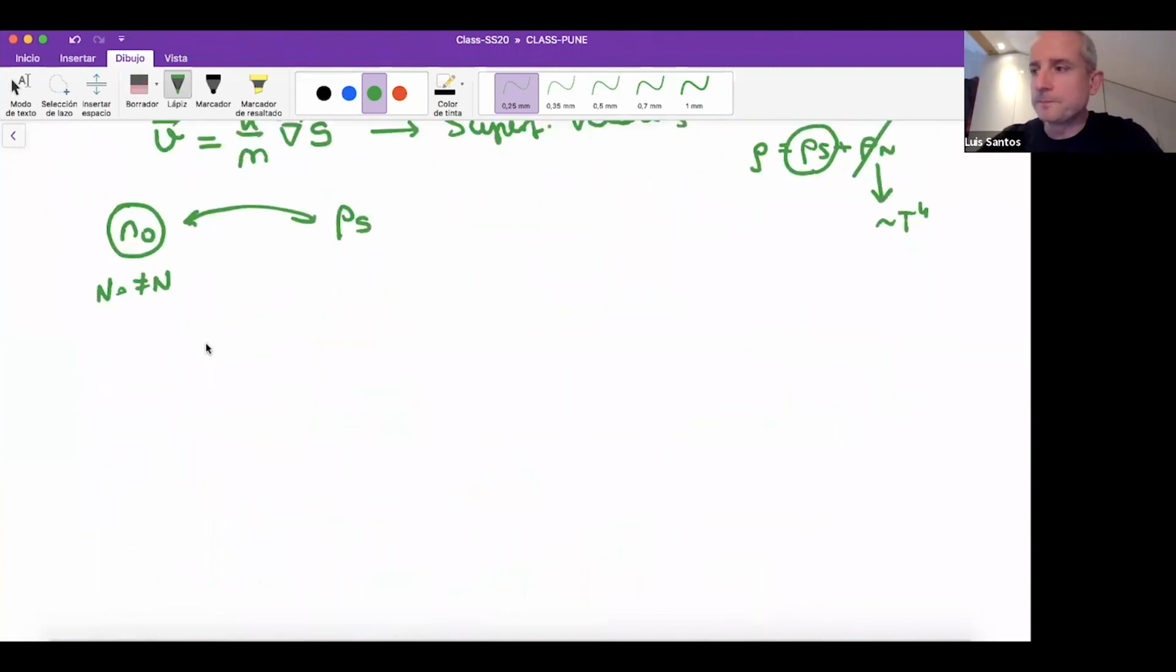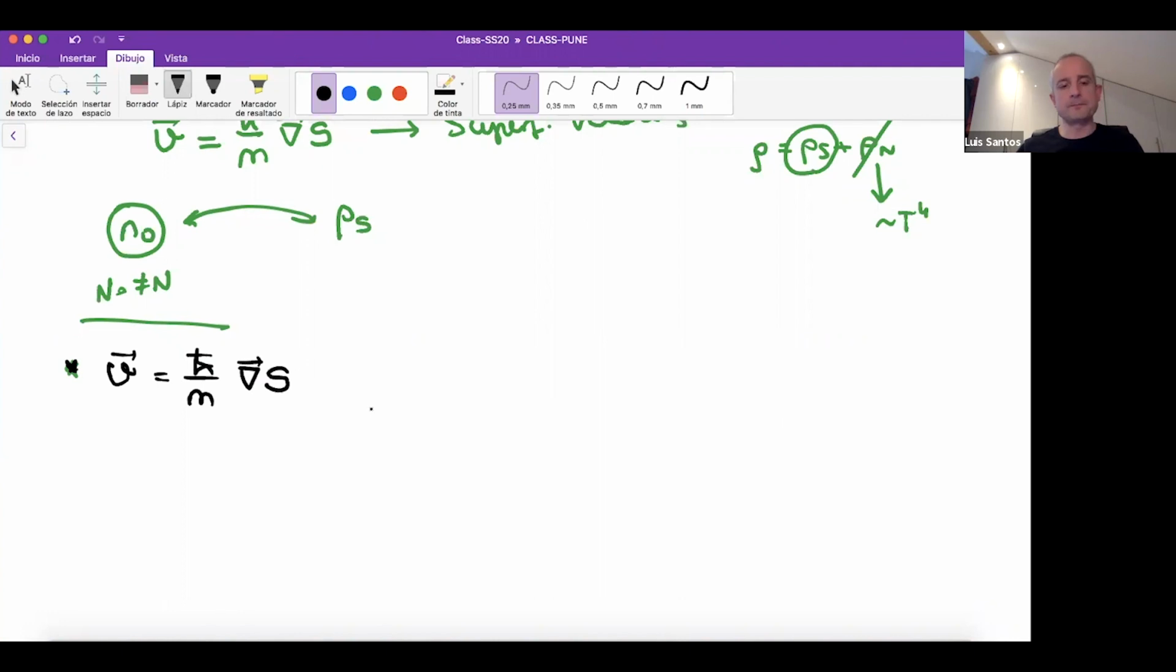Okay. So let's move now to the final discussion that I would like to make. I would like just to discuss two things if I have time. One is about the fact that we just discussed, which is the fact that the superfluid velocity, V, is directly related with the gradient of the phase. This means, of course, that the curl of the velocity field is 0. So this is what is called an irrotational flow.